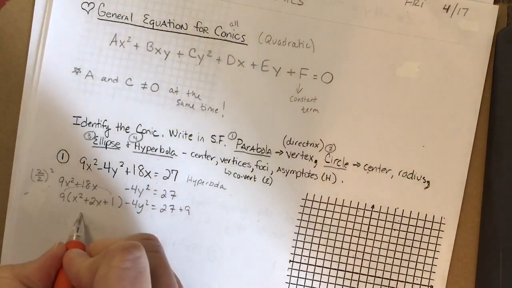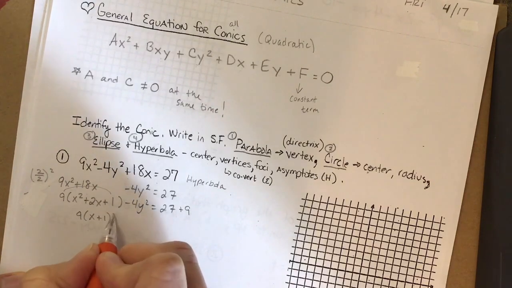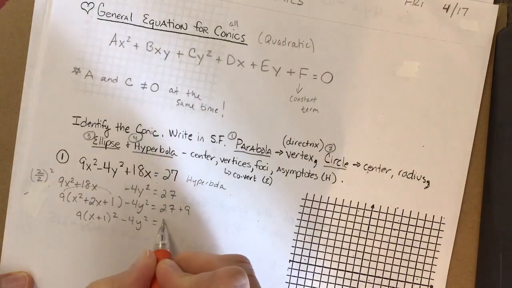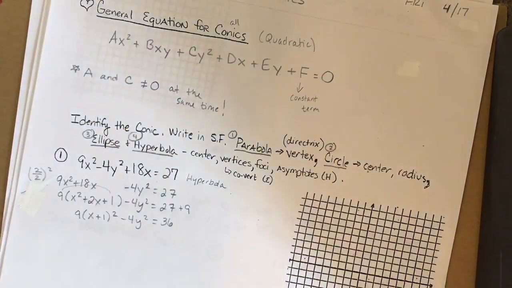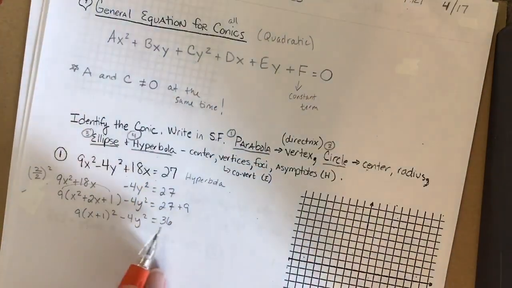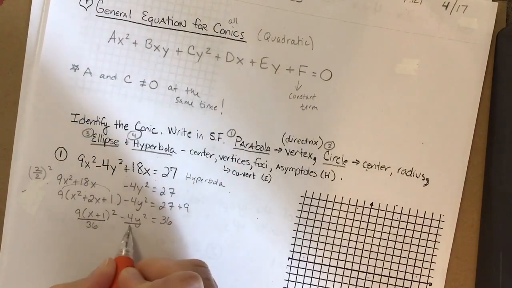All right, so now I have 9. Then we're going to write this as 9 times x plus 1 quantity squared minus 4y squared, and then on the other side we now have 36. Now to get this in standard form, it needs to equal not 0, 1. So we're going to divide everything by 36.